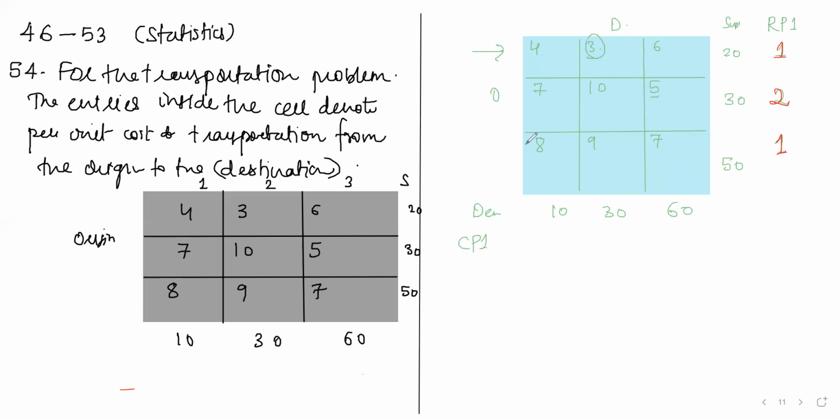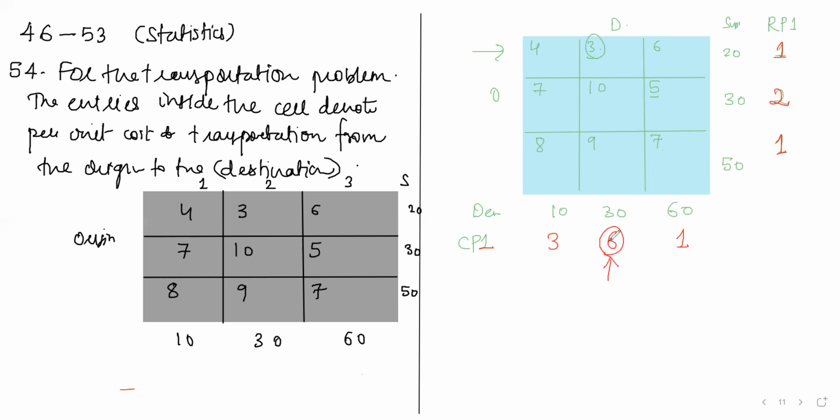The same thing should be done here to find the column penalty. Find out the least element. So 4 and the second least is 7. So the column penalty will be 3. And here you have 3 and the second least is 9. So the column penalty will be 6. And here you have 5 and 6. So it will be simply 1. Now look for the maximum penalty, whether in terms of column or row. I see that 6 is the maximum penalty.